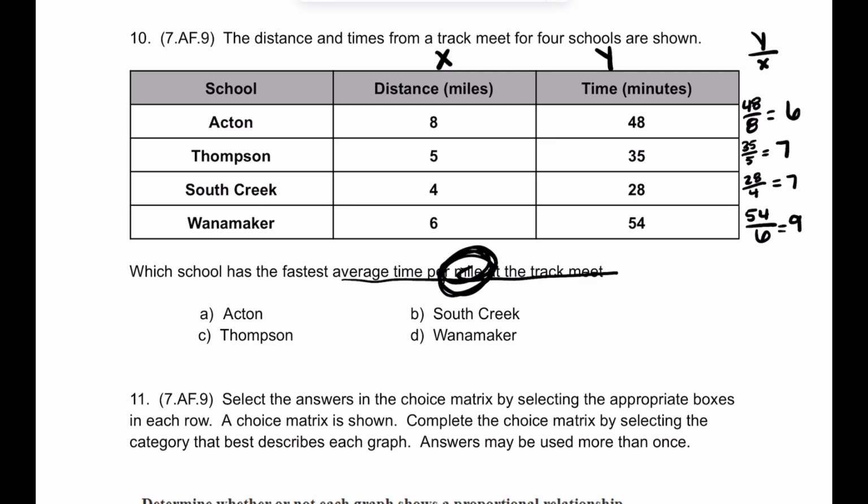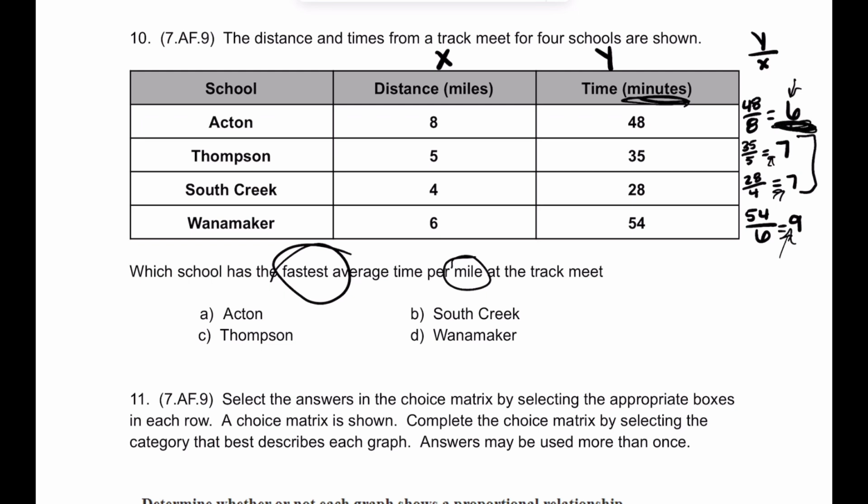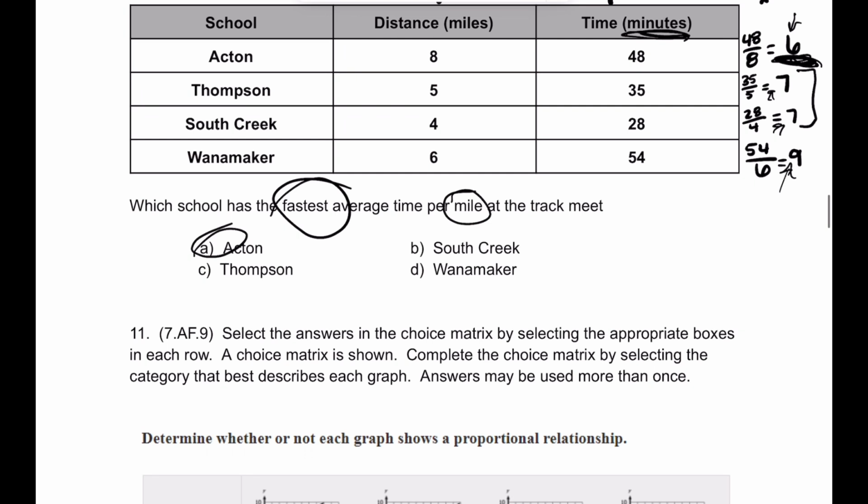Okay, now we do have the same numbers here, but you have to remember we're looking for the fastest average. Since we're talking about per mile, it's going to take 6 minutes per mile. So I have 6 minutes per mile, 7 minutes per mile, 7 minutes per mile, and 9 minutes per mile. My fastest is going to be 6 here because 6 minutes is the lowest time that I have for 1 mile, and that is Acton. So I'm going to go ahead and put Acton there.